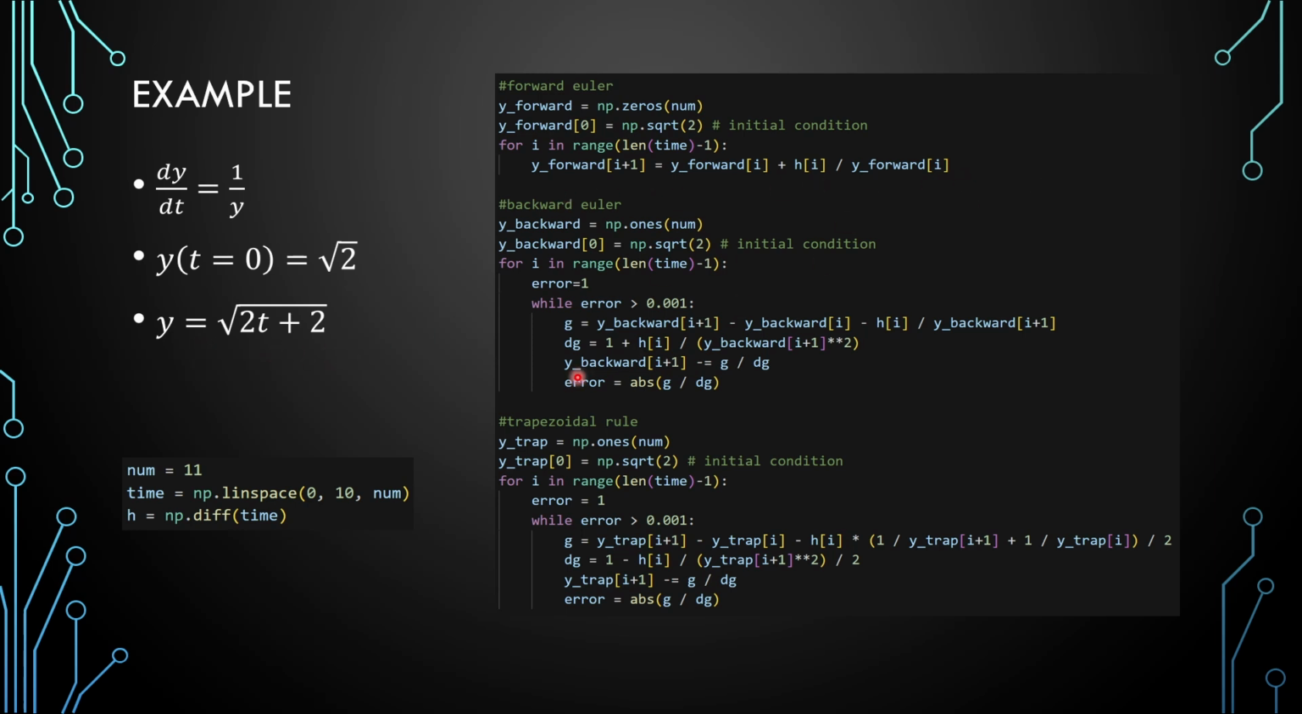Here I'm showing you some code implementations for these 3 different methods. You can see that forward Euler is very straightforward. We don't need to do any iterations. However, for both backward Euler and the trapezoidal rule, we need to do iterations for every time step to get the solutions.